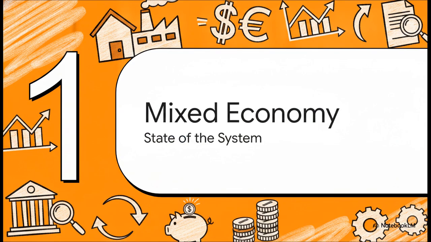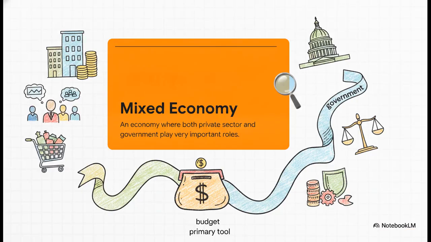Section 1. State of the mixed economy. We're going to kick things off by establishing the specific economic environment we live and operate in today. A mixed economy is an economy featuring both the private sector and the government playing really important roles. This simply means that while private markets and businesses drive a massive chunk of the economy, they don't do it alone. The government absolutely has to step in to fulfill crucial functions. It's a dynamic partnership, right? And the main tool the government uses in this partnership is its budget.